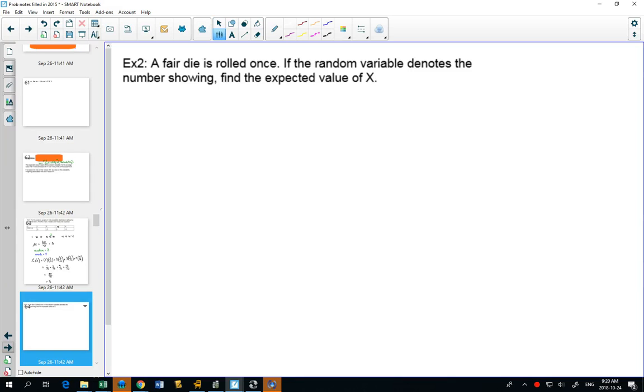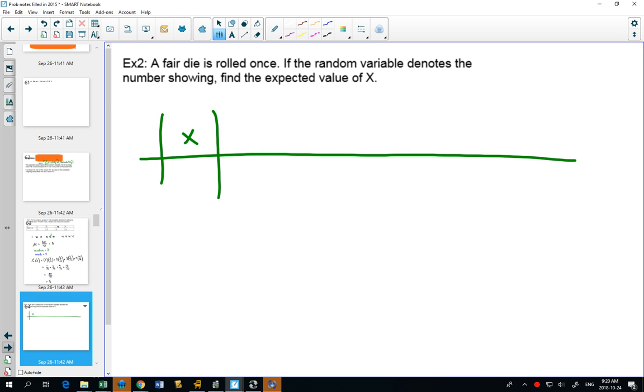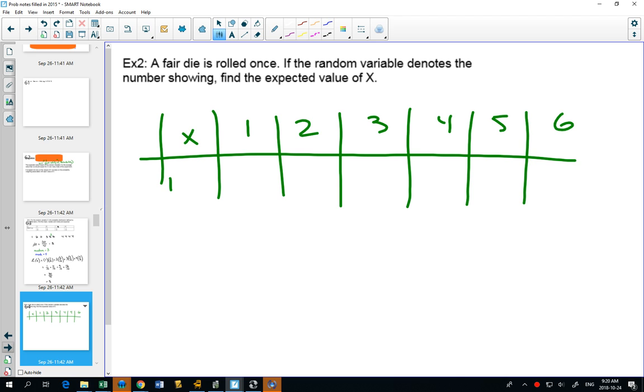So if we drew our probability distribution, the random variable denotes the number showing. So here we have x could be 0, 1, not 0, sorry. I'm used to starting with 0. 1, you could get a 2, a 3, a 4, a 5, or a 6. And the probability of each of these are the same.